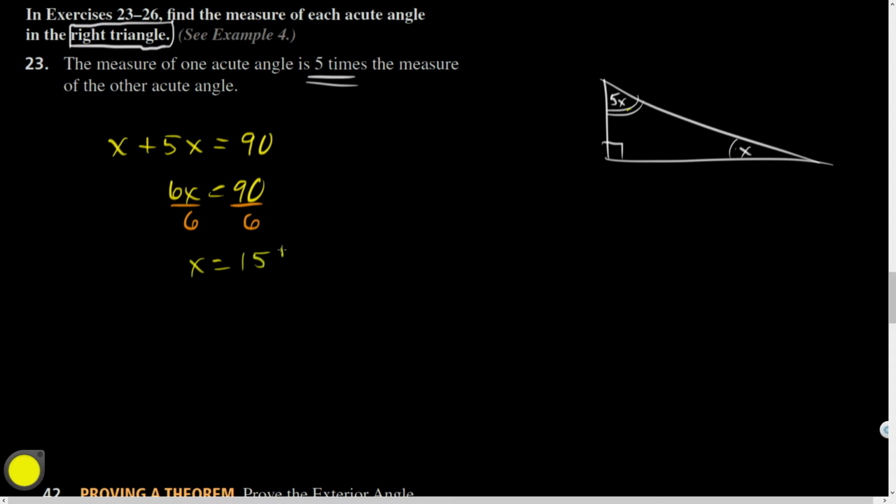$15? All right, my brain was low on that one. That's all right. Find the measure of each acute angle.